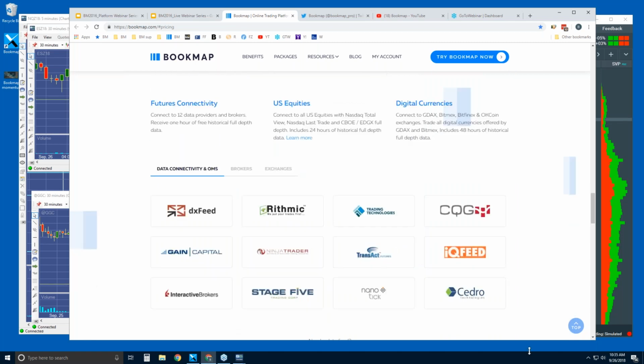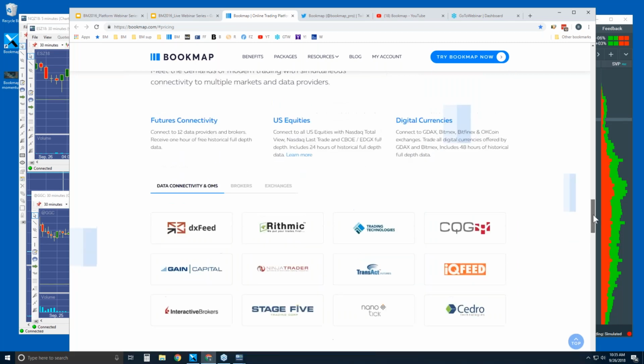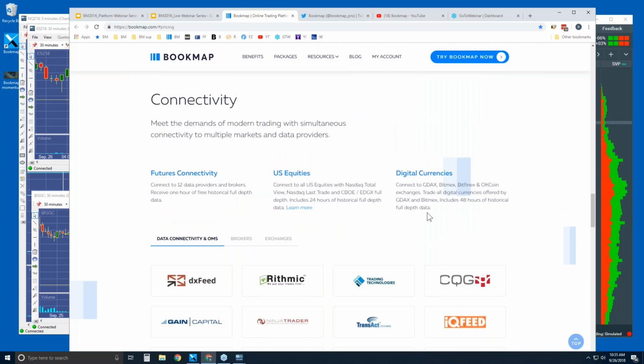Okay, and then let's take a look here at connectivity, because we need to understand how to connect to the markets. Well, Bookmap connects to 3 different markets: futures, US equities, and digital currencies. Now, the data for the digital currencies is free, but we're not a data provider nor a broker. So for US equities and for futures, you will need to provide the data. Okay, it's pretty typical in the industry.